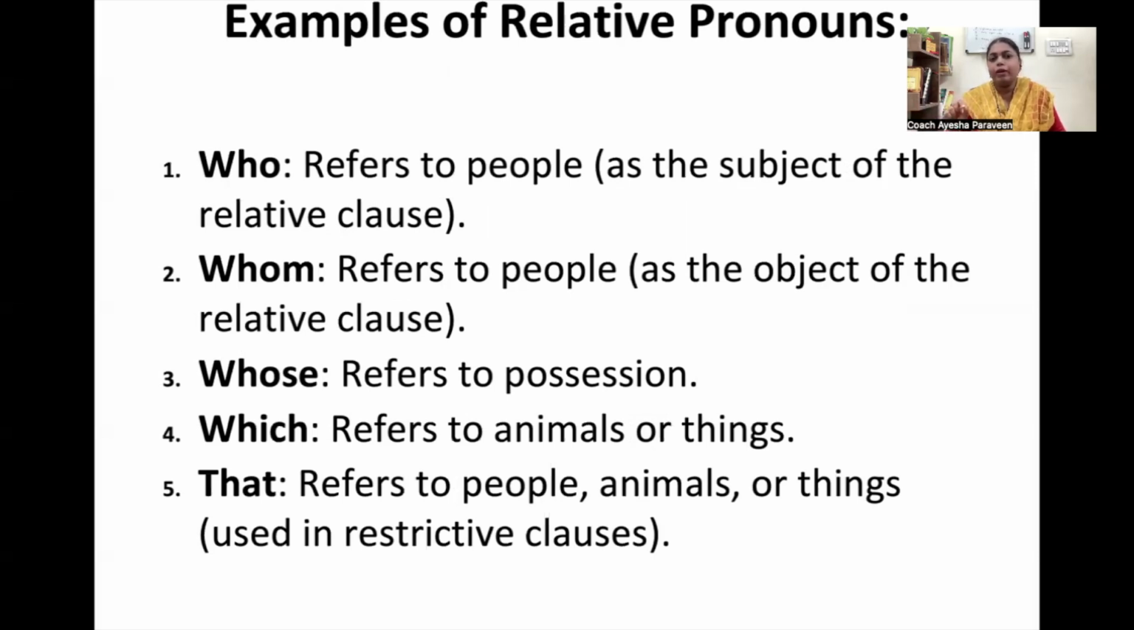Who refers to people in the subject. We use this relative pronoun in the subjective case. Who is used to relate the subject. Whom refers to people also. Who is for people, whom is also for people, but whom is used for the objective relative clause. Whose refers to possession. Which refers to animal or thing. That can mostly be used for animal or thing, but that can also be used for people.